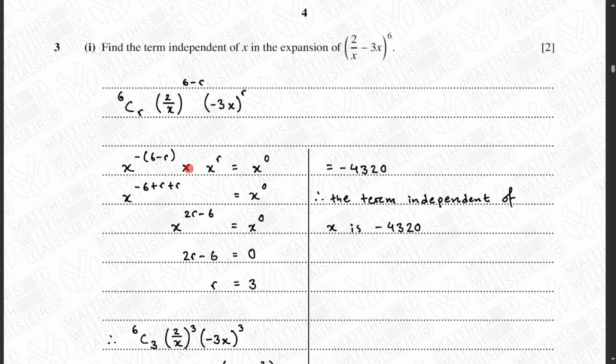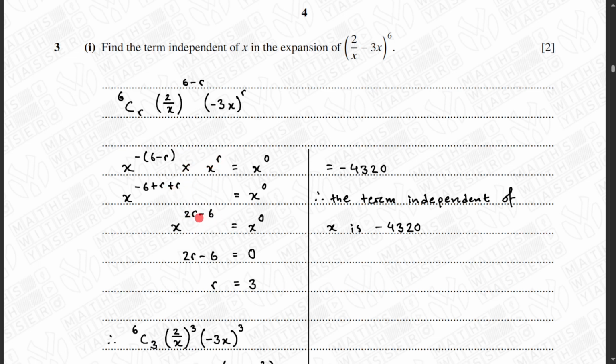So with the help of the product rule, we get minus 6 plus r. So this will be minus 6 minus minus will become plus. So it will be plus r, and multiplying means we need to add the powers. So that will be plus r.